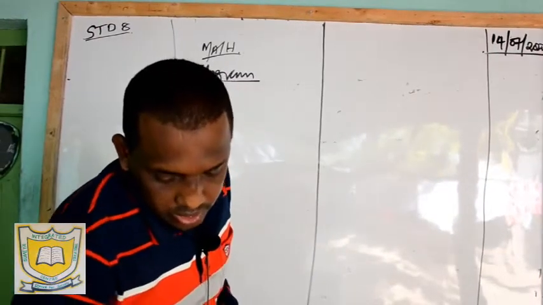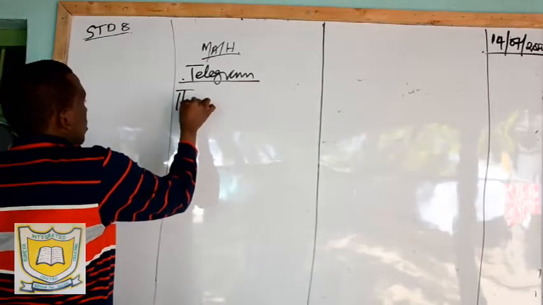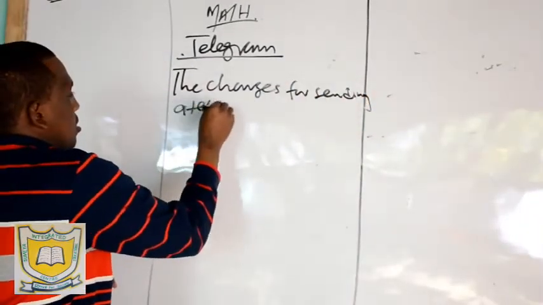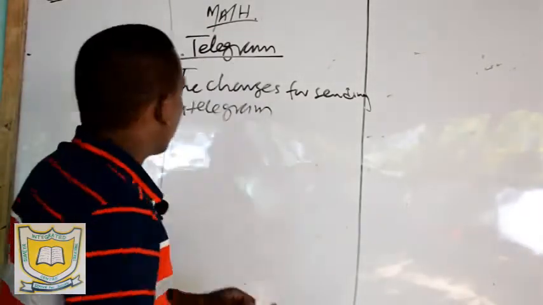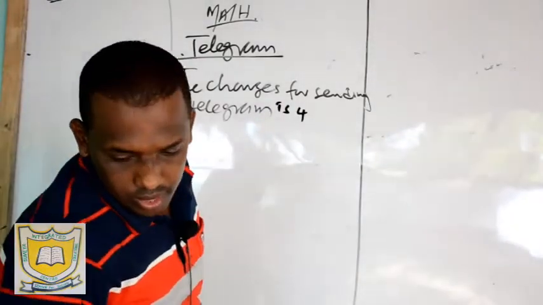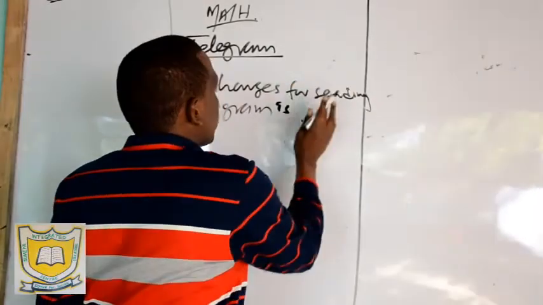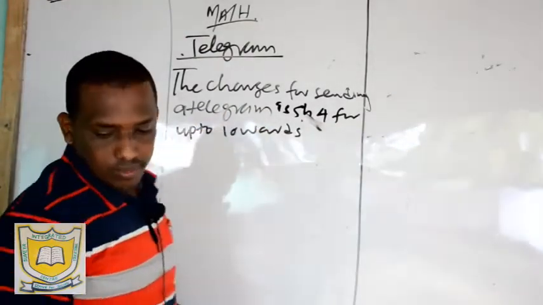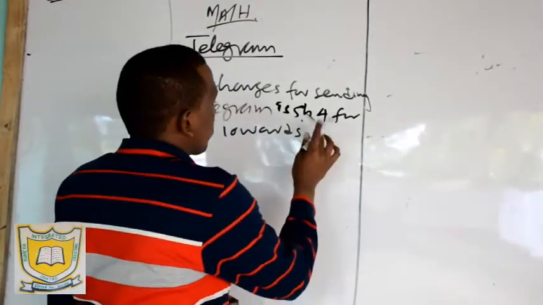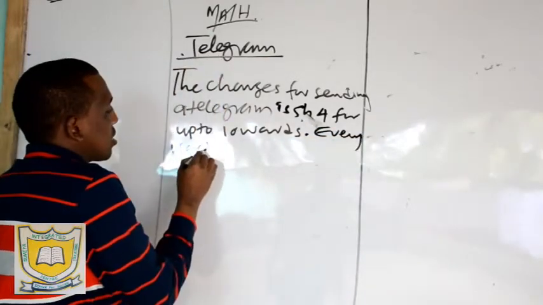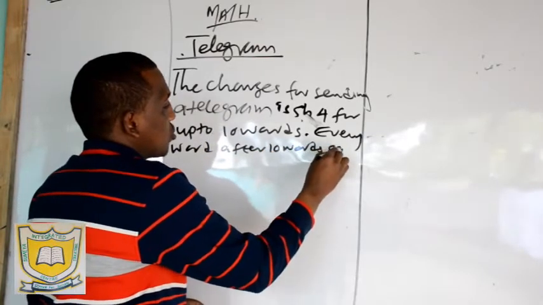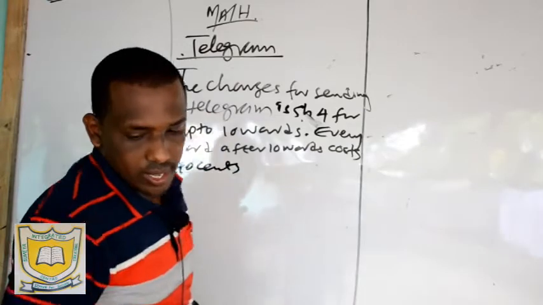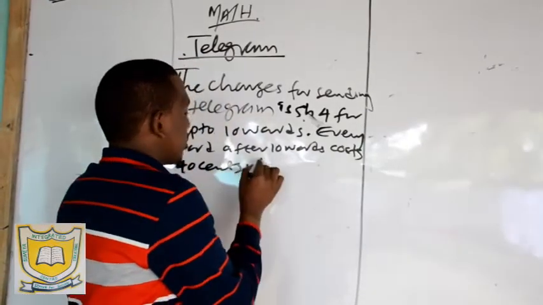Here there is a question. You are told the charges for sending a telegram is shillings 4 for up to 10 words. They said every word after 10 words costs 40 cents. Then they said a tax of 15% of the total was also charged.